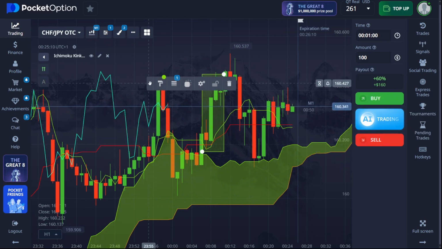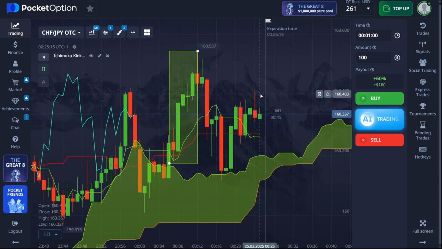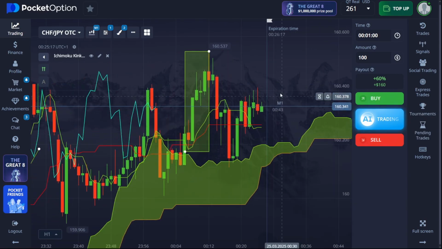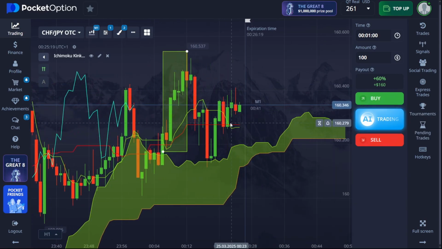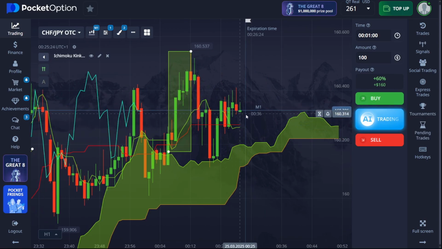Clear confirmation. Right now, the green line is below the red and the payout percentage is low. We skip this pair and look for another one.